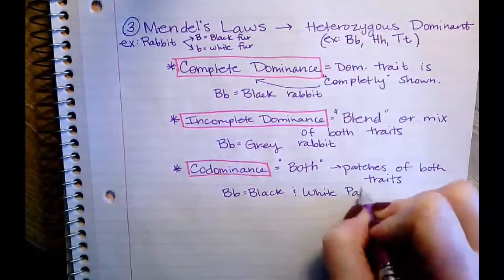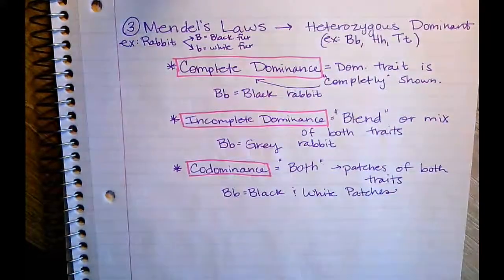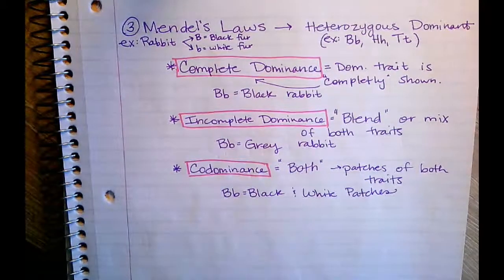Sometimes you'll get an all white rabbit with maybe black ears and a little black speck on its back, or maybe it's mostly black with some white specks. It doesn't really matter. All it's saying is you would see some patches of black and some patches of white.